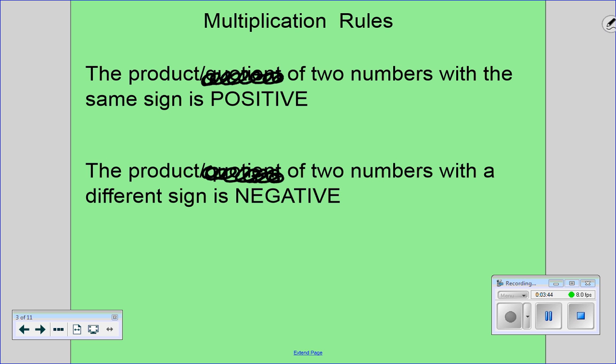What does the word product mean? What does the word product mean? Elena. Answer to a multiplication problem. Good job. And I'll talk more about this after you get it written.